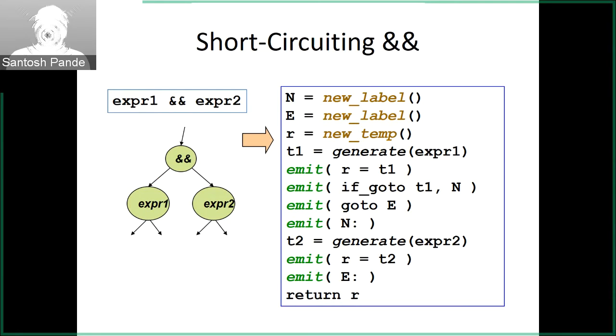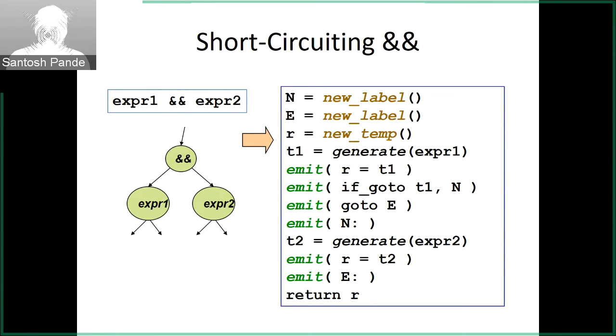The next one is the emit function, which is holding that result in the current temporary that is generated at this level, which is R. So that is being assigned there. The next check is, of course, again very similar to the OR side. The next check is if go to T1 N. So if this happens to be true, then we are going to jump to this particular label N, where we will find expression 2.